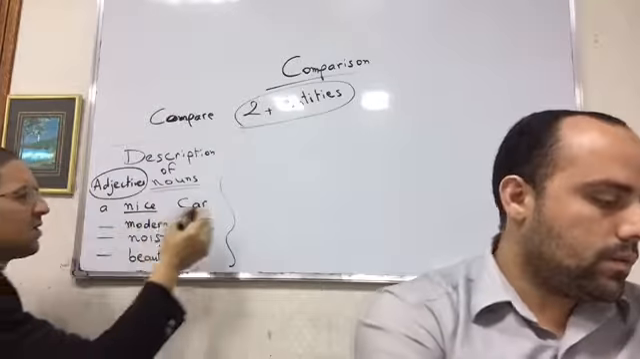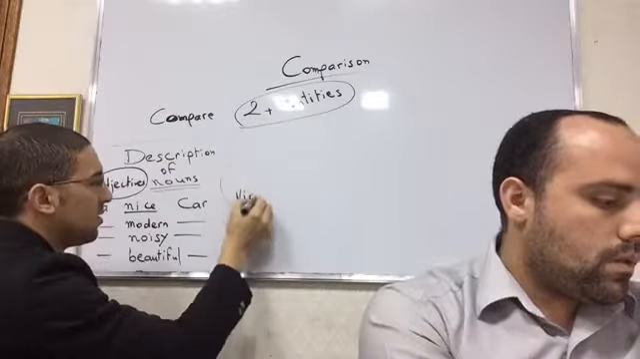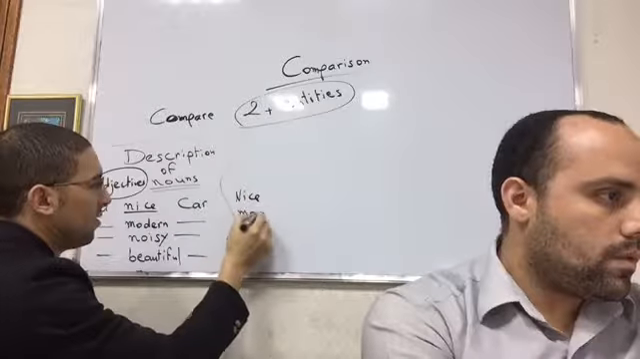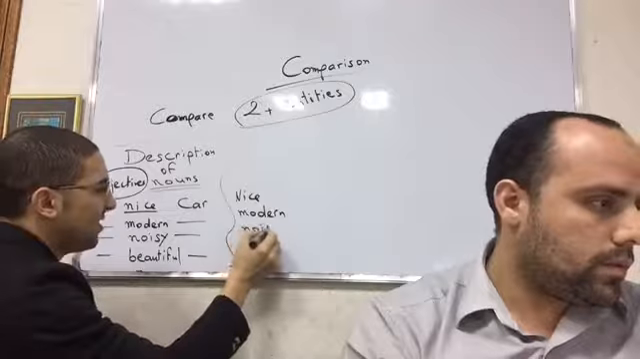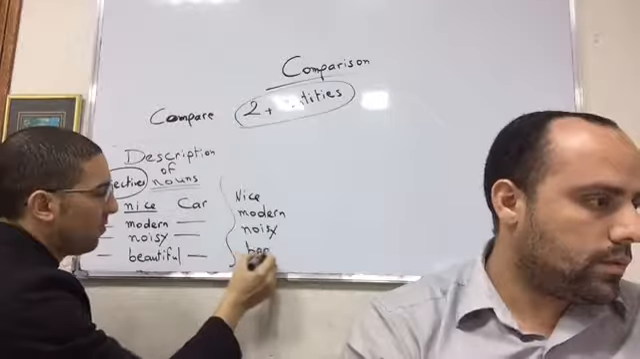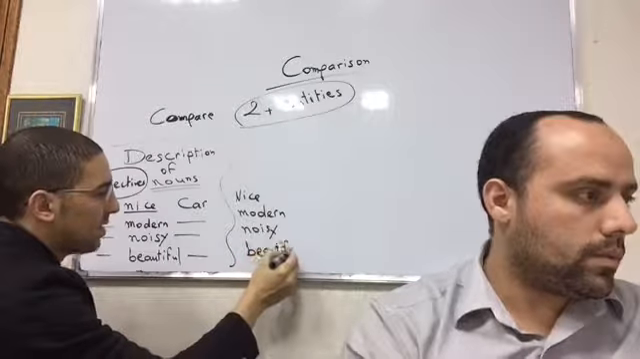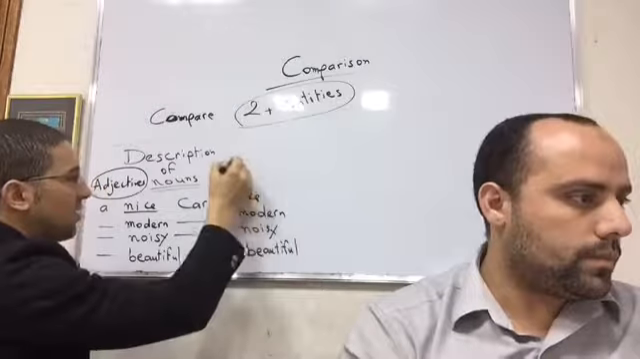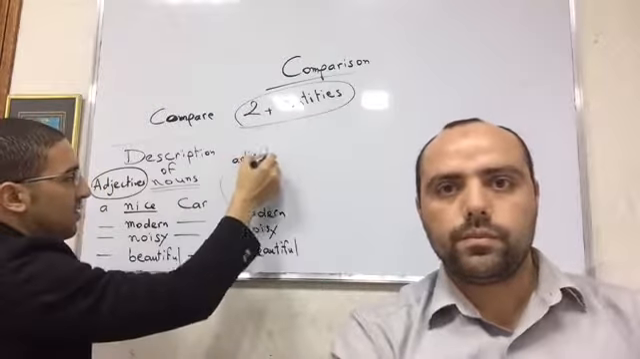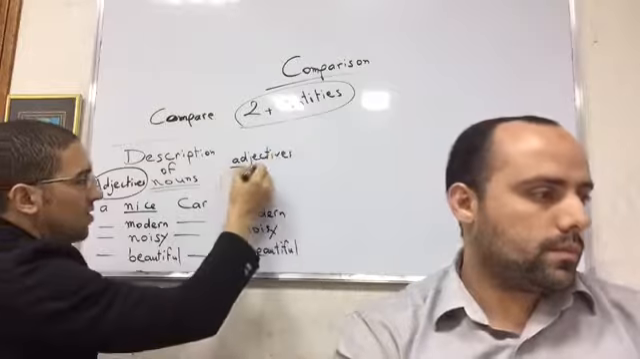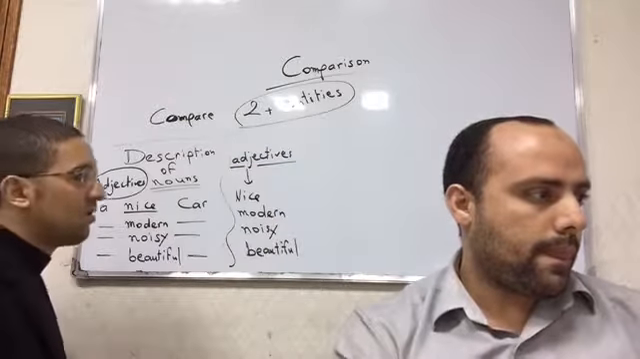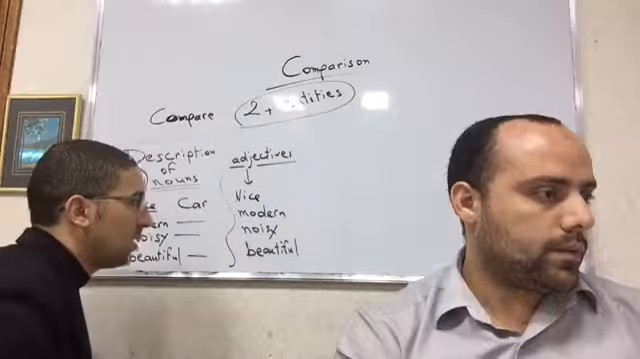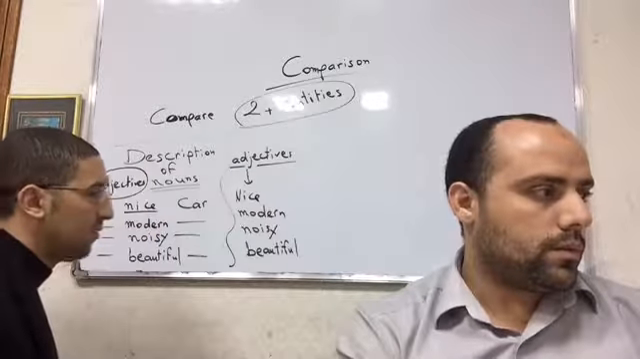Now these, nice, modern, noisy, beautiful, these are adjectives, and we use them to describe nouns. For example, I'm describing a car. I say Ferrari is a nice car, Hyundai is a nice car, for example.